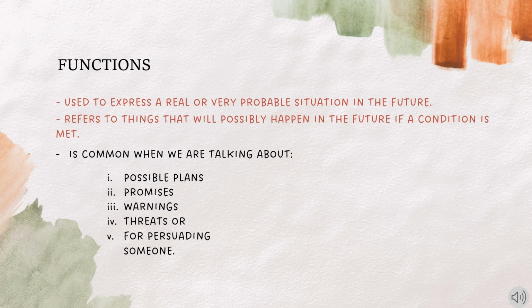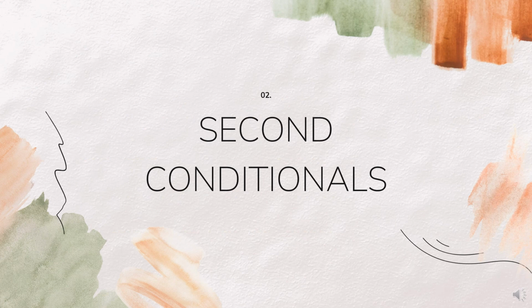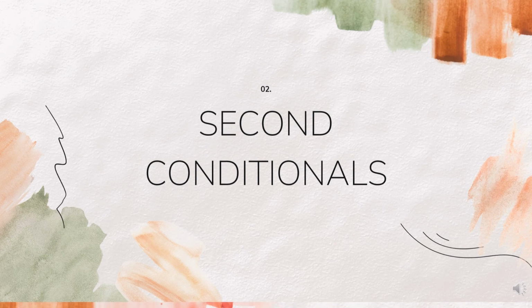The first conditional is common when we are talking about possible plans, promises, warnings, threats, or for persuading someone. You can take a look at more examples here. Going deeper into the topic, we'll move on to the next part, which is second conditionals.